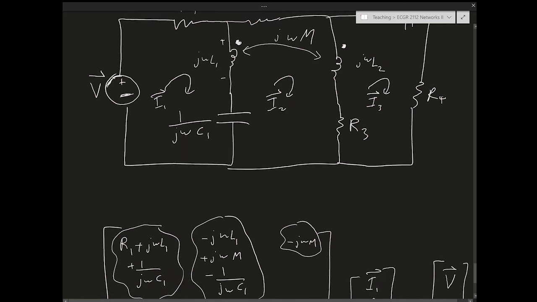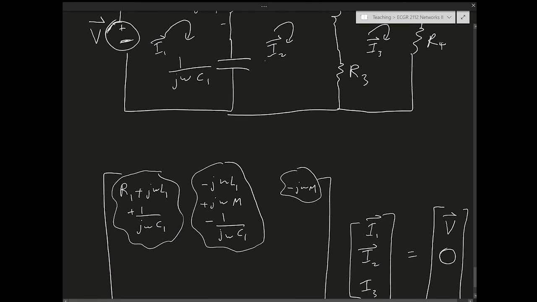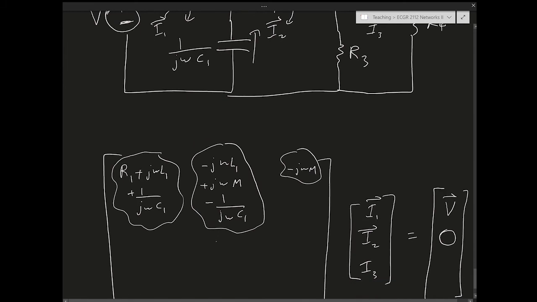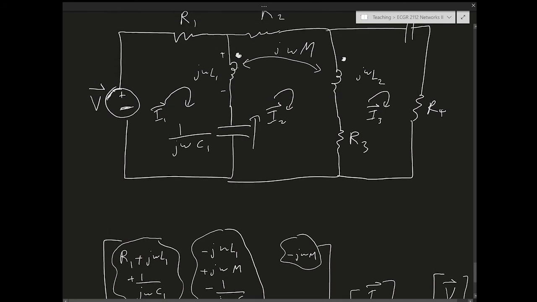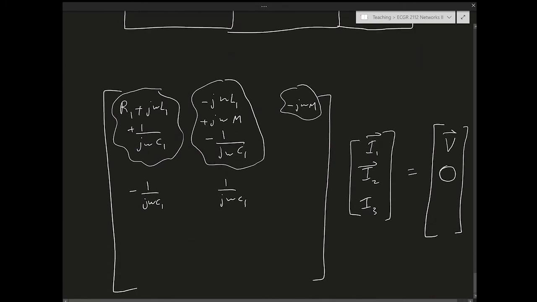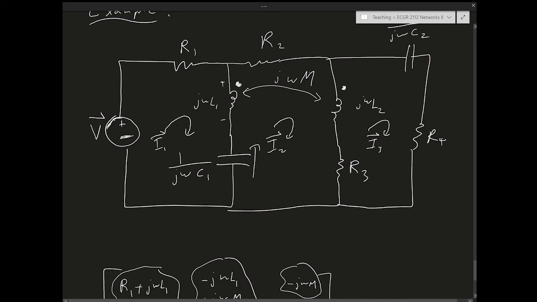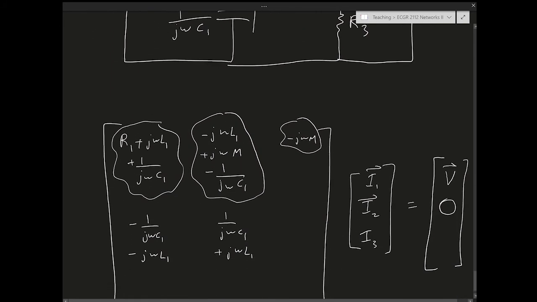If I start with all the self impedances, I start with 1 over j omega C1. The current going through it is I2. As I go through the loop, the current going through it this way is I2 minus I1, right? So it's going to be 1 over j omega C1 for I2, minus 1 over j omega C1 for I1, right? And then I have the self-inductance, which is j omega L1. Again, it's going to be I2 minus I1, so it's going to be plus j omega L1 minus j omega L1, right? And then I have R2. R2 is just multiplied by I2, so this is going to be plus R2.